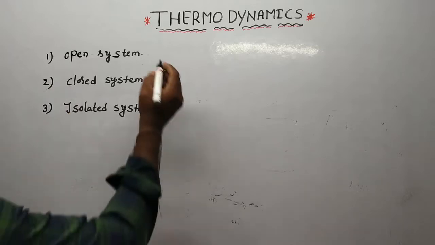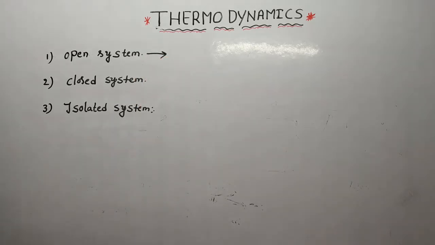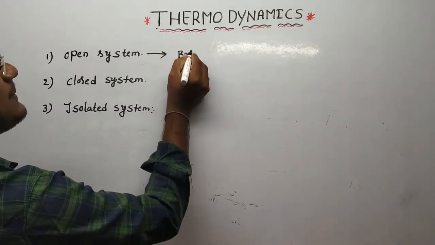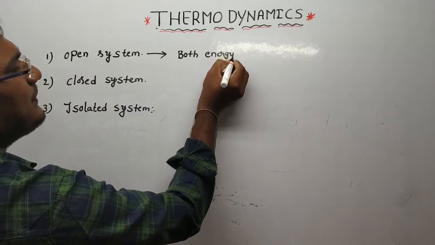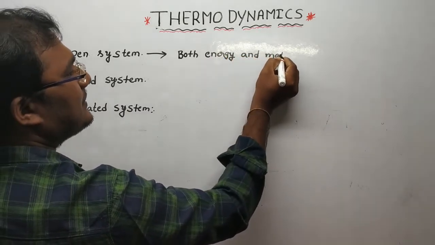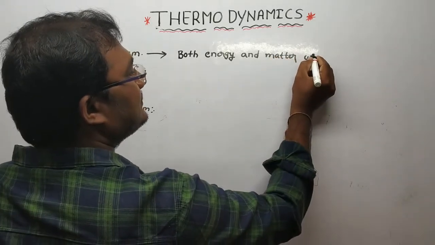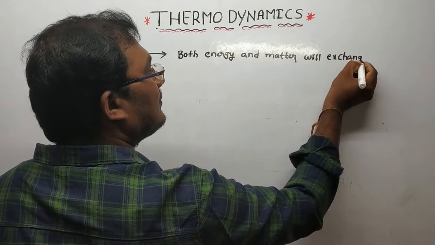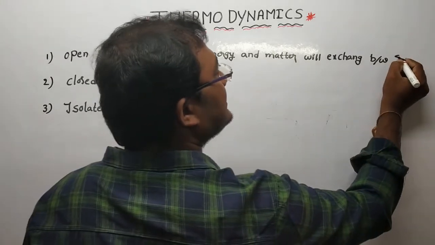What is the open system? Open system is nothing but the system in which both energy and matter will exchange between system and surroundings.